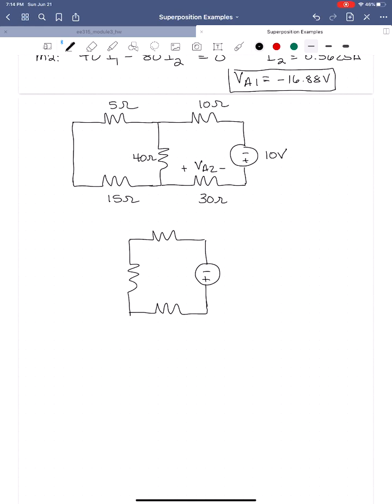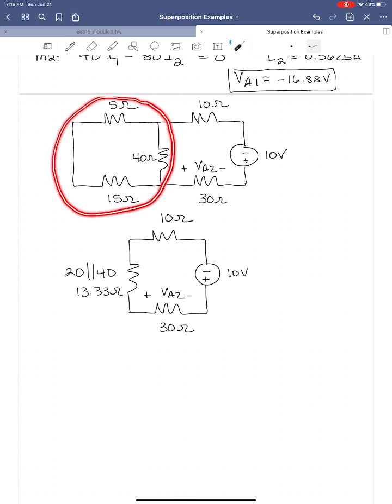So this resistor here is now going to be 20 in parallel with 40, which is going to be 13.33 ohms. This is still 10 ohms here. This is still 30 ohms here. This is still VA2, and this is 10 volts. But now we've got a nice simple voltage divider by making, again, that one set of series and then parallel combination of those three resistors.